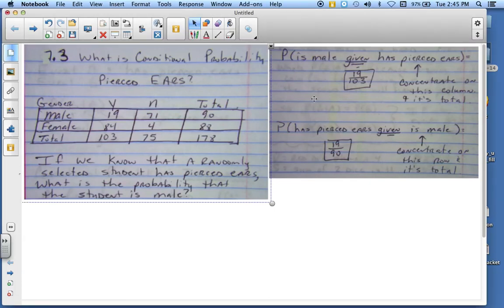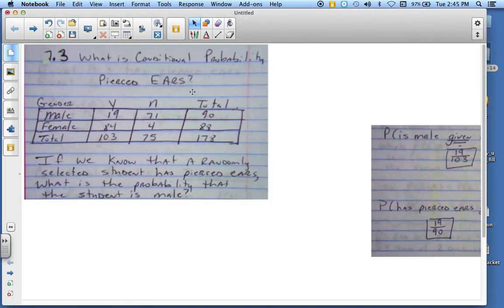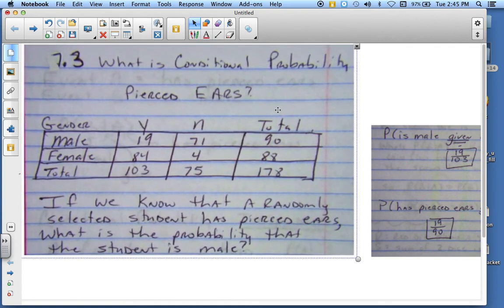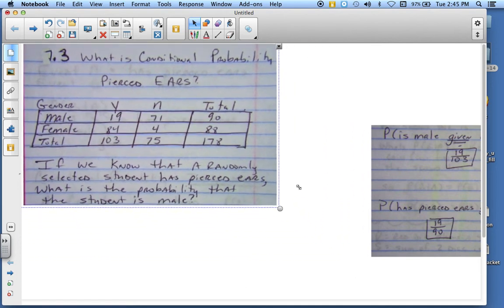All right, the first thing we're going to look at is conditional probability. If you notice here in this two-way table, we're talking about pierced ears. If we know that a randomly selected student has pierced ears, what is the probability that that student is male? That's what we're going to explore today: conditional probability, given a certain condition.